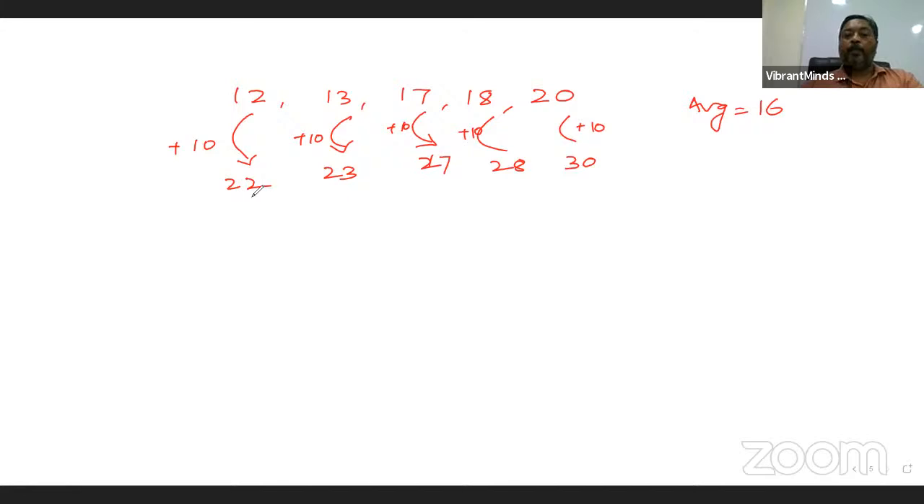Now see, 22 plus 23 is 45, 45 plus 7 is 52, 52 plus 20 is 72, 72 plus 8 is 80, plus 20 is 100, 130. Now 130 by 5 is what? 5 2s are 10, 3, 30, 5 6. What happened here? The average also increased by 10. That is what I meant. Is it clear now?